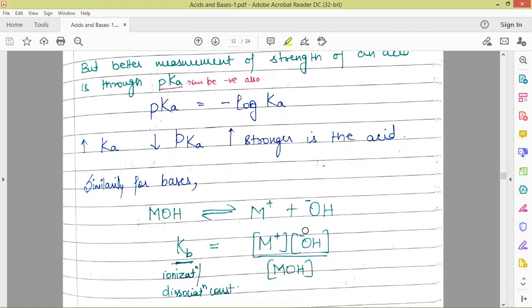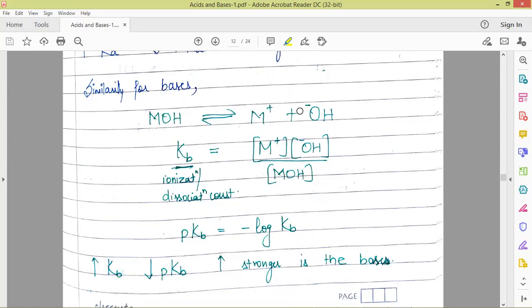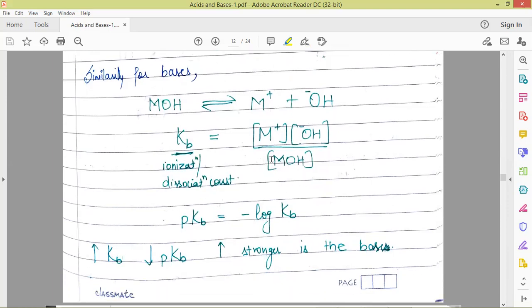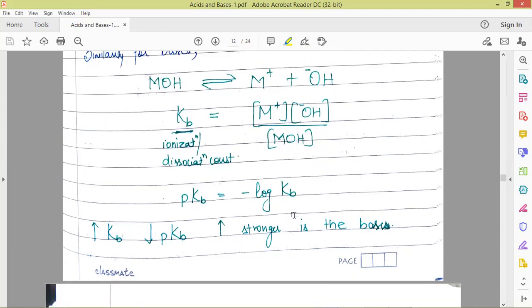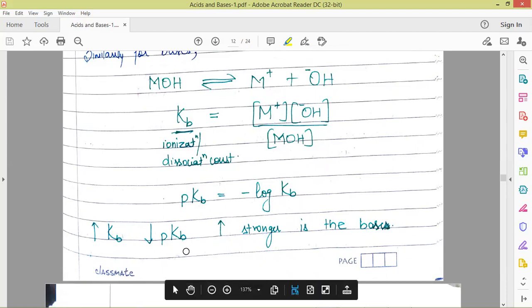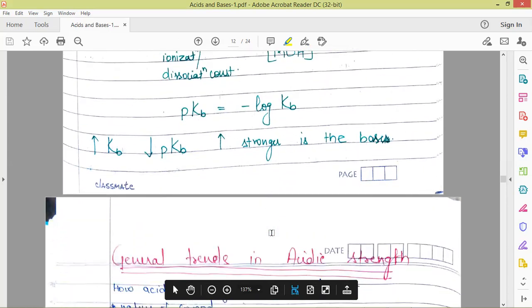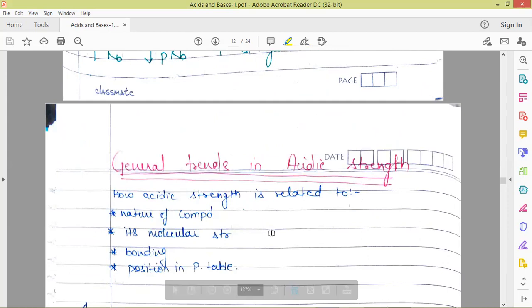Similarly for bases, this is the dissociation reaction, and this is the dissociation constant, which we wrote for the acid dissociation also. From here pKb can be calculated, that is, it is going to be the negative logarithm of Kb, the ionization constant. So the higher the pKb, the weaker the base, and the lower the value, the stronger the base. So this is how the acidic and basic strengths are measured in the form of pKa and pKb.